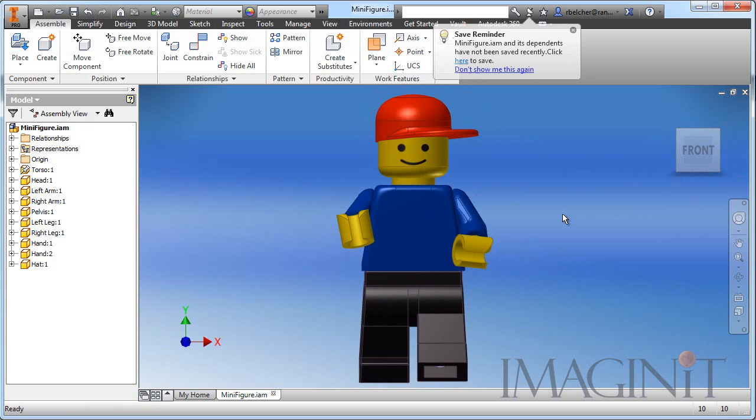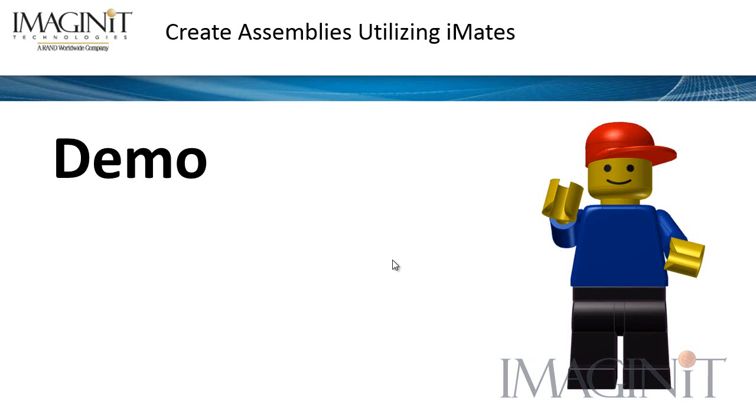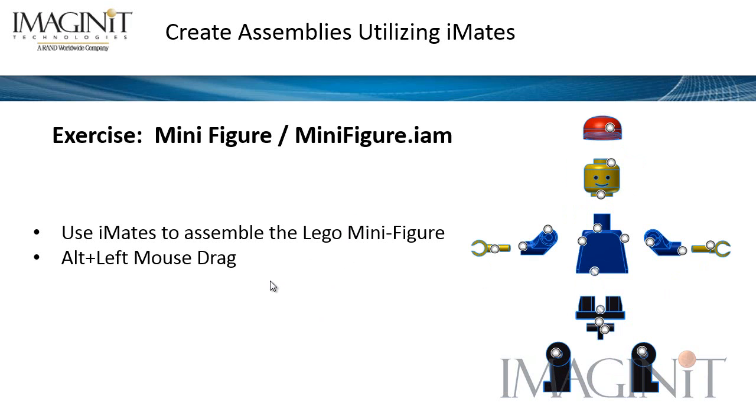So that's the exercise that I want you guys to do. Let me hop back over into Inventor. Now that I've finished the demo, let's get you guys working on the exercise. So the exercise, I've got it up on the screen. Remember, there's the minifigure subfolder. Go to your workspace, open up the minifigure subfolder, and then you'll find the minifigure.iam file. Just a couple of directions here. You want to use the iMates to assemble the Lego minifigure.